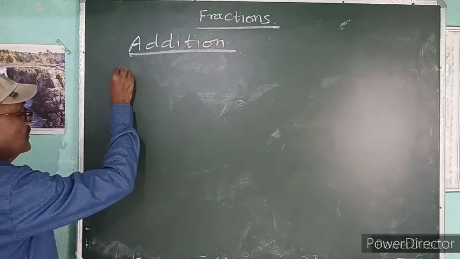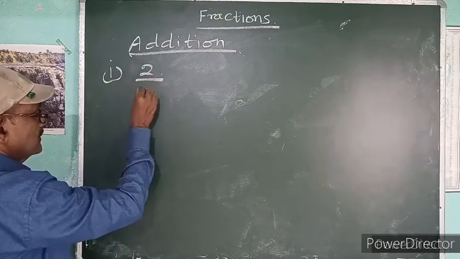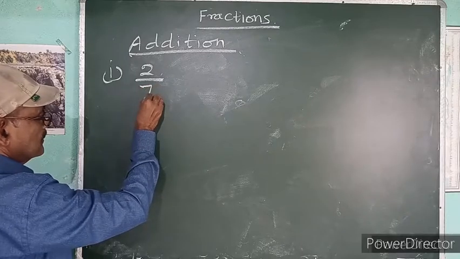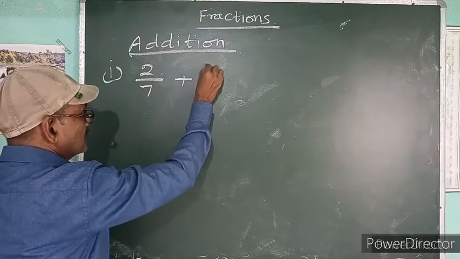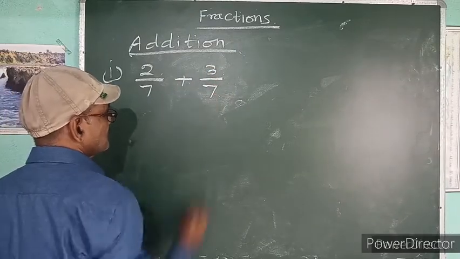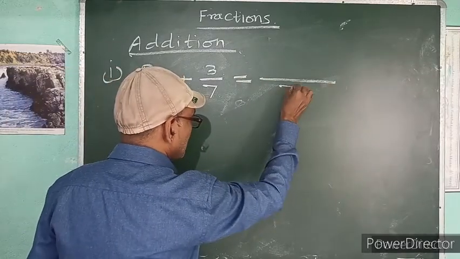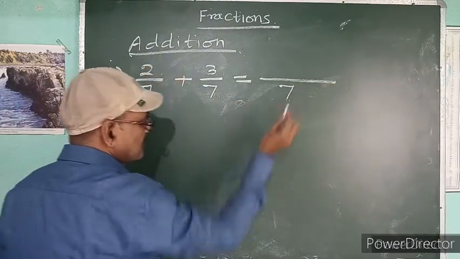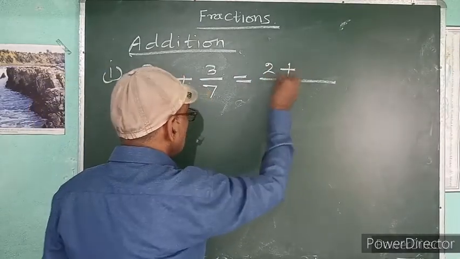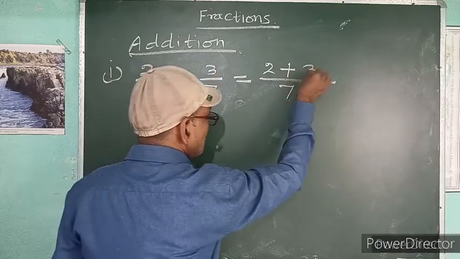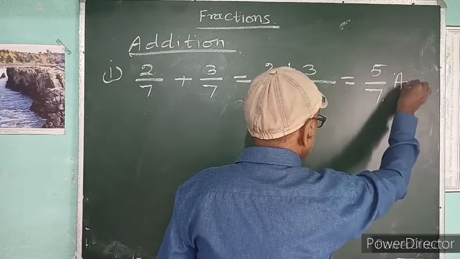Now, first number, 2 by 7 plus 3 by 7. You see, we have common denominators. We can just write 7 and write down 2 plus 3. This is equal to 5 by 7. This is the answer.